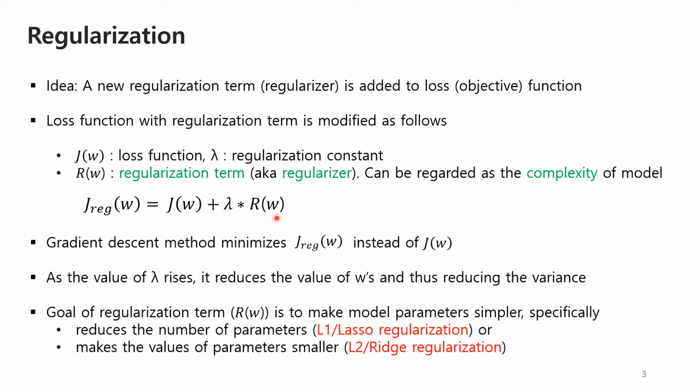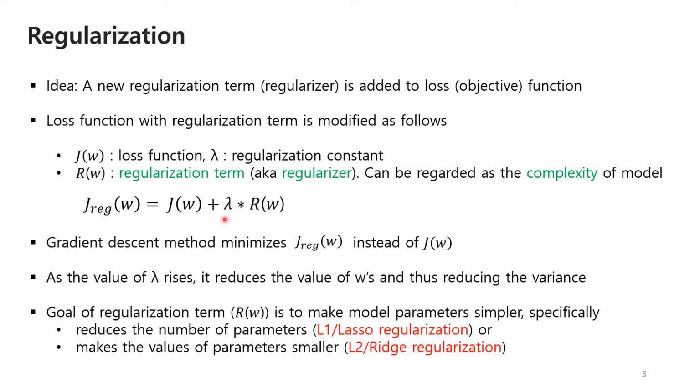So in your gradient descent method now, instead of minimizing the error function only, you minimize this whole thing. You minimize the error function, and at the same time you minimize the regularization term. Lambda is a constant, so that means you minimize the complexity of the model as well. That's the basic idea of this regularization method. You minimize your error, and at the same time you minimize the complexity of your model. You make your model simpler.